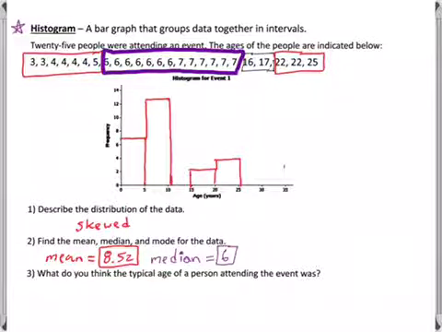And then it asks for mode. What is the most commonly occurring value? Well, in this case, our most commonly occurring value is also 6. And so it says, what do you think the typical age of a person attending the event was? Based on the data and how much we have going on here, I'd say probably between 5 and 10 years if you're talking range, but I'd say closer to 6 or 7 years old.